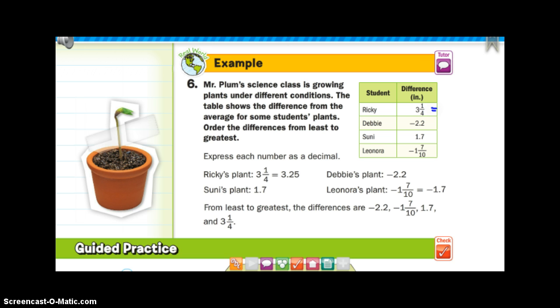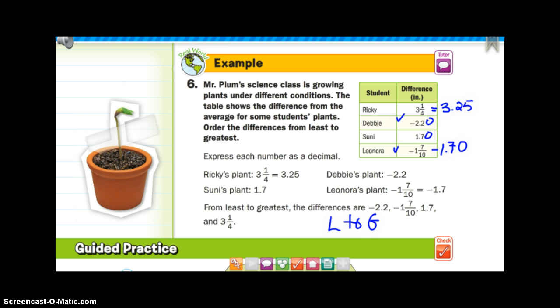So I'm going to convert this guy to a decimal because I know a fourth is 0.25. That guy's a negative, okay? So I'm going to check my negatives so I know that they're on the opposite side of the number line. I'm going to equalize. So that guy's going to get a 0, that guy's going to get a 0. And I'm going to convert the last one, again, to a decimal. So, when ordering them, the further away from 0, we are going from least to greatest. Negative 2.2, negative 1 and 7/10, 1.7, and 3 and 1/4.